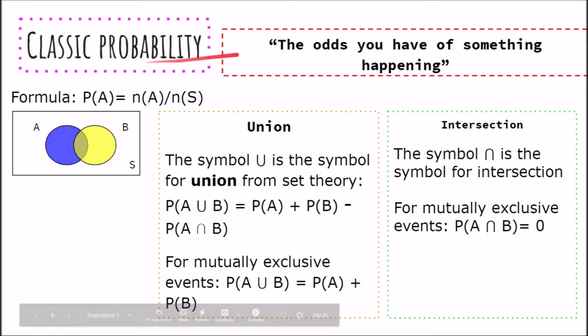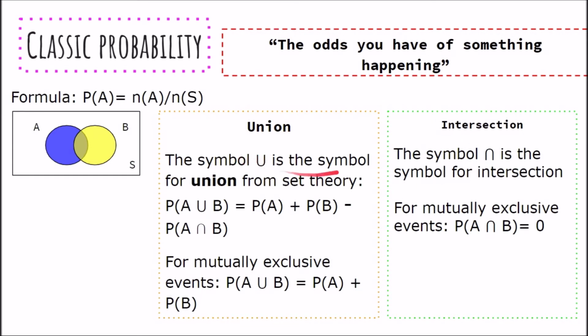Classic probability. The odds have something happening. We have two concepts, union and intersection. Union uses this symbol and intersection uses that symbol. You have that formula for union and the other formula. We have the general formula for events A and B, and S is going to be like your general population.